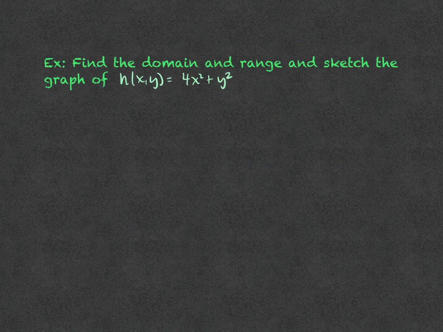Okay, so find the domain and range and sketch the graph of h of x,y equals 4x squared plus y squared. Now, first let's make this our function in terms of z. So if we say z equals 4x squared plus y squared, then we see the elliptic paraboloid that we saw in chapter 12. If you didn't like it, sorry, it's coming back. If you loved it, great, it's coming back. Either way, let's talk about the domain and range.